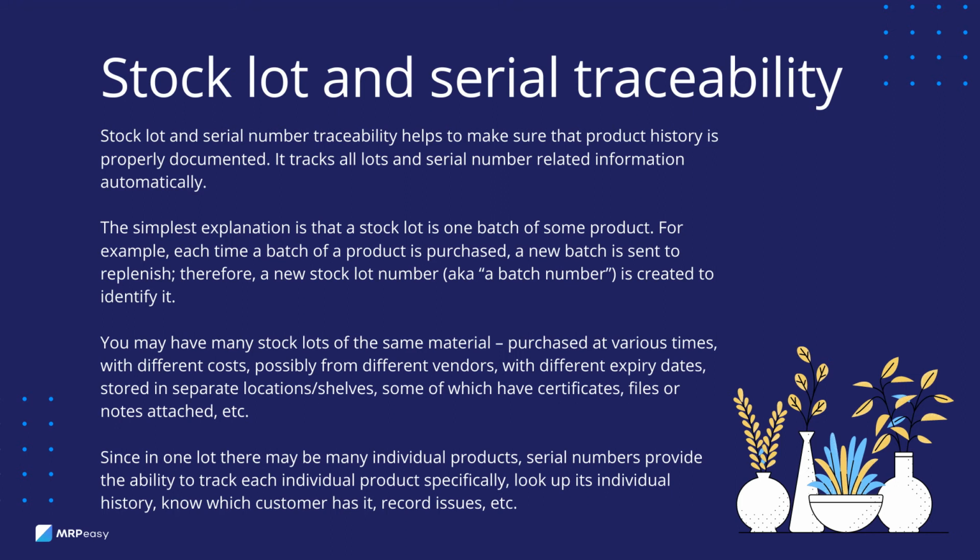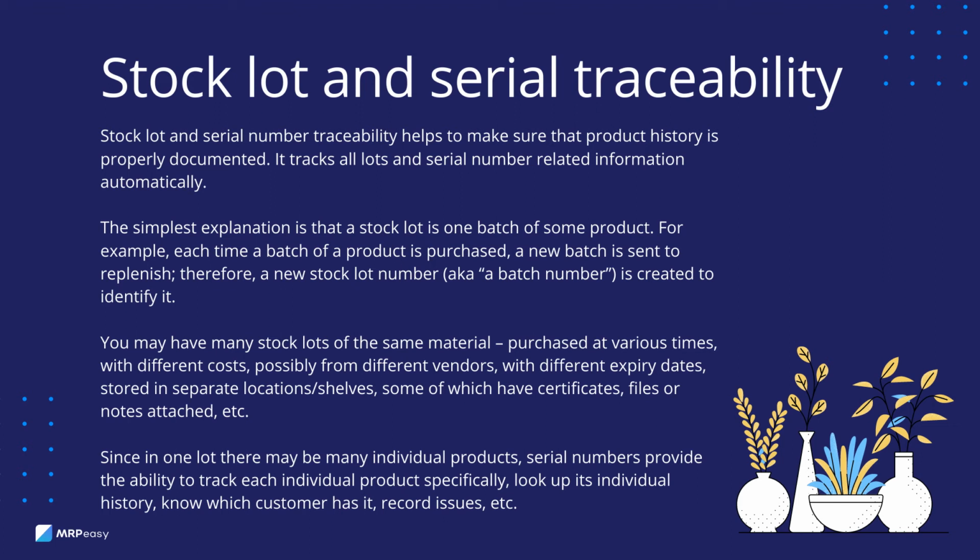Stock lot and serial number traceability helps to make sure that product history is properly documented. It tracks all lots and serial number related information automatically. The simplest explanation is that a stock lot is one batch of some product. For example, each time a batch of a product is purchased, a new batch is sent to replenish. Therefore, a new stock lot number, aka a batch number, is created to identify it.